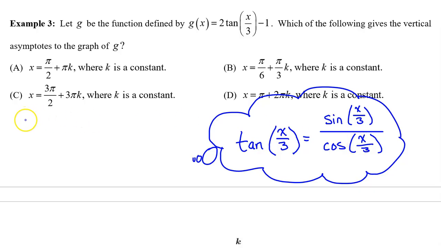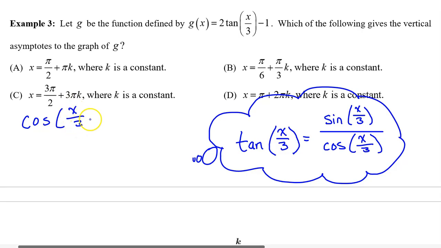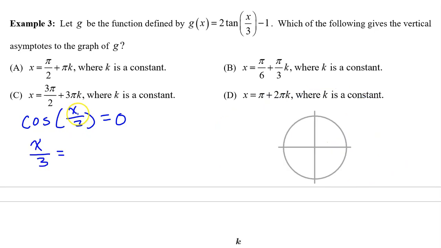So here's the part that you need to write down. The cosine of x over 3 is equal to 0. When the denominator equals 0, that's when we have an asymptote. So we just need to solve this equation for all values of x. Next, you solve for x over 3, the stuff on the inside, by asking yourself the cosine of what is equal to 0. On the unit circle, cosine is the x value. So where will the x values equal 0?